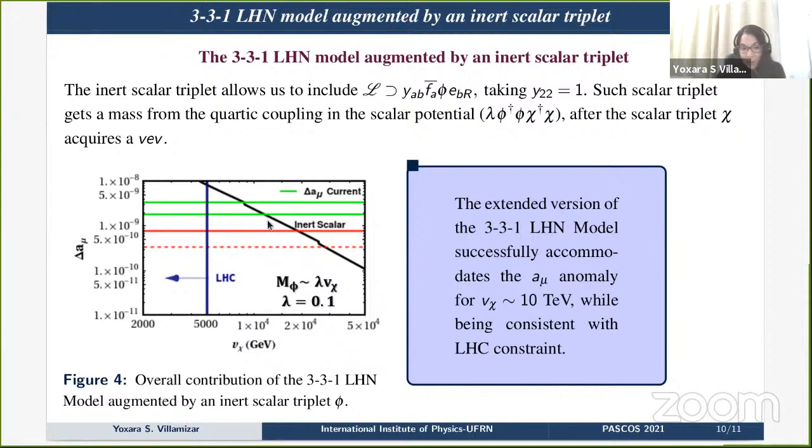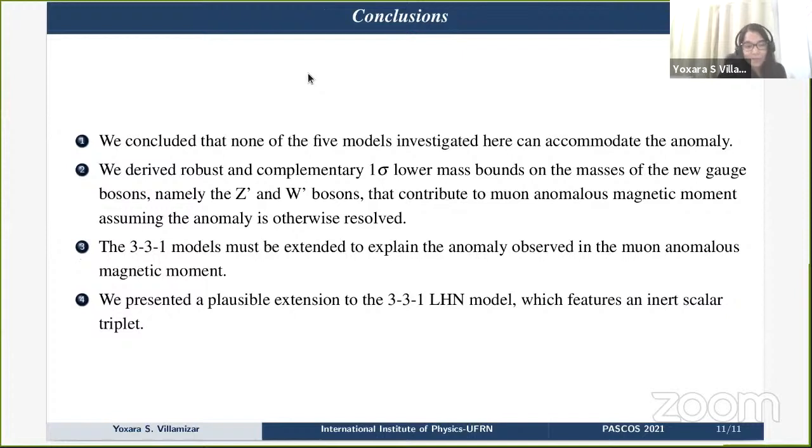you can see the lower bound here is larger than the lower bound from the LHC for the vacuum expectation value. In this way, we obtained a solution for accommodating the g-2 in the 331 models. In this case, it is necessary to extend the 331 models.